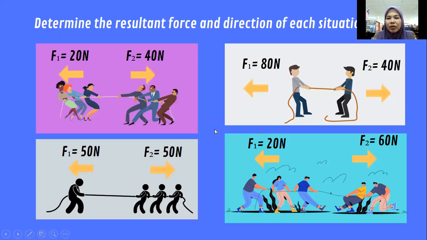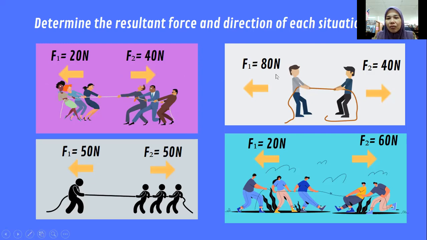Okay, so we have four situations here. I want you to try to determine the resultant forces. Okay, situation number one. Find the magnitude first, then you find the direction, then you will find the resultant force of situation number one. 40 minus 20, 20 Newton to the right.